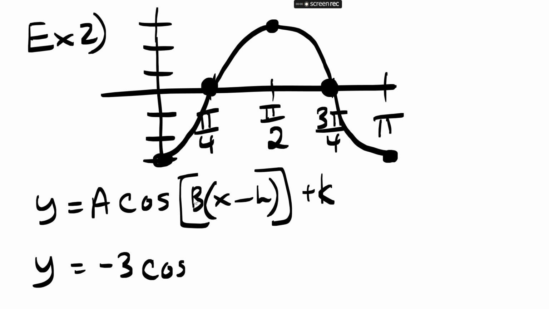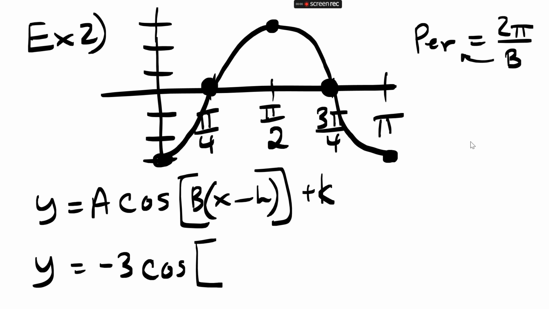Now we need to figure out the b value. You guys remember the formula: the period is equal to 2 over b. Oh, sorry, 2 pi over b. All we're going to do is switch them. We're going to move the b over here, put the period down there, and we have solved for b.